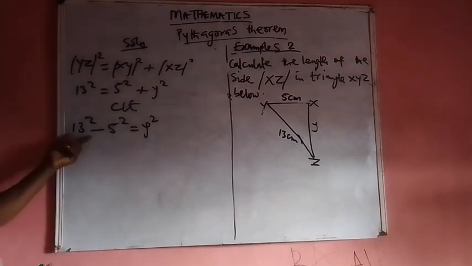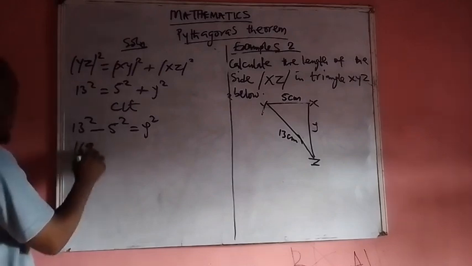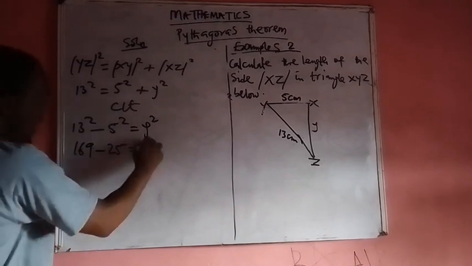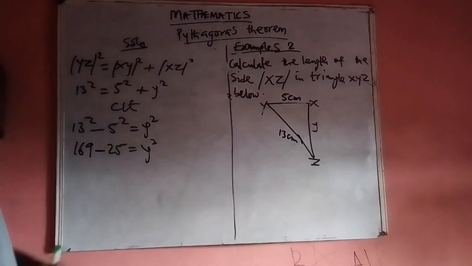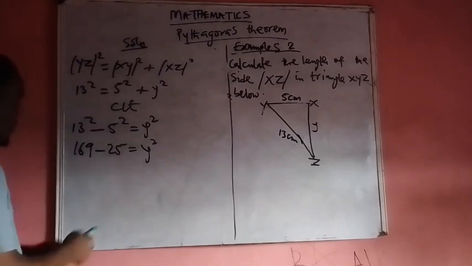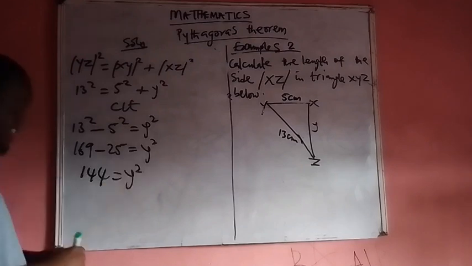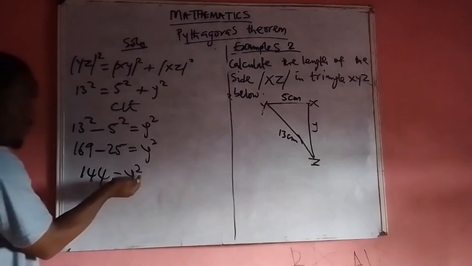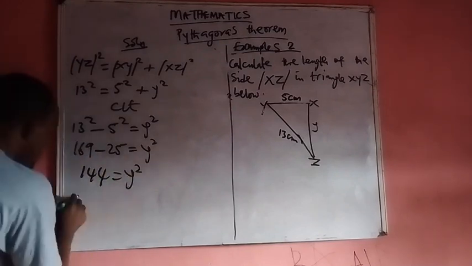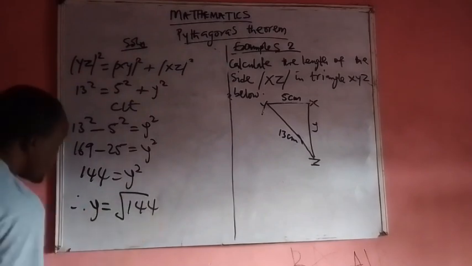Now let's square this 13. When you square 13 it gives us 169, and when you square 5 it gives us 25. Subtracting these two, 169 minus 25, gives us 144 equals y square. Remember, like we said before, when the square crosses equal to, it becomes a square root. So therefore, y is equal to the square root of 144.